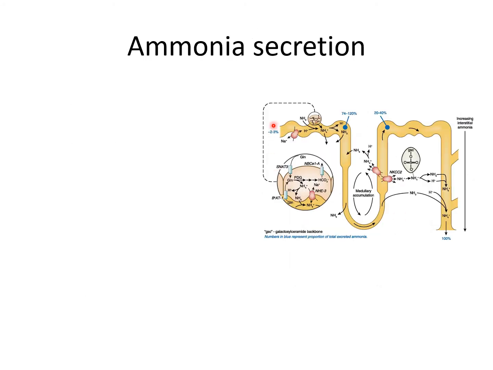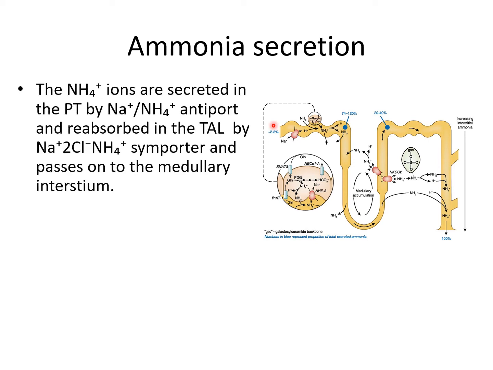So, coming to the ammonium secretion, the ammonia which is produced in the tubular cells is secreted in the proximal tubules by a mechanism called the sodium ammonium antiporter, and this ammonium which is secreted in the proximal tubules is reabsorbed in the thick ascending limb of the loop of Henle by the sodium 2-chloride ammonium symporter, and from here it is transported and concentrated in the medulla, and it contributes to generation of the medullary gradient in the medullary interstitium.